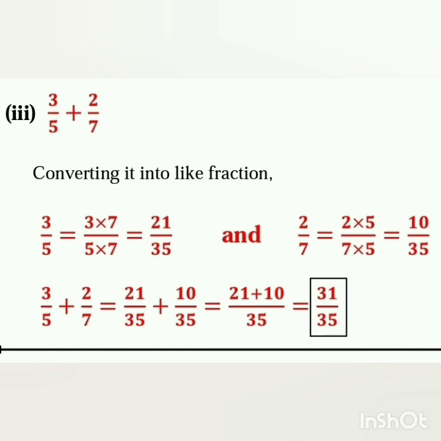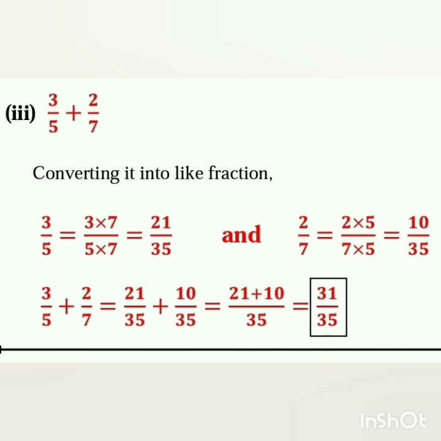Now third of first. Here 3 upon 5 plus 2 upon 7. Now children, pay attention. In this, both the fractions' denominators are different, so we cannot add directly. For that, converting it into like fractions. So 3 upon 5 is equal to 3 into 7 upon 5 into 7, which is equal to 21 upon 35.